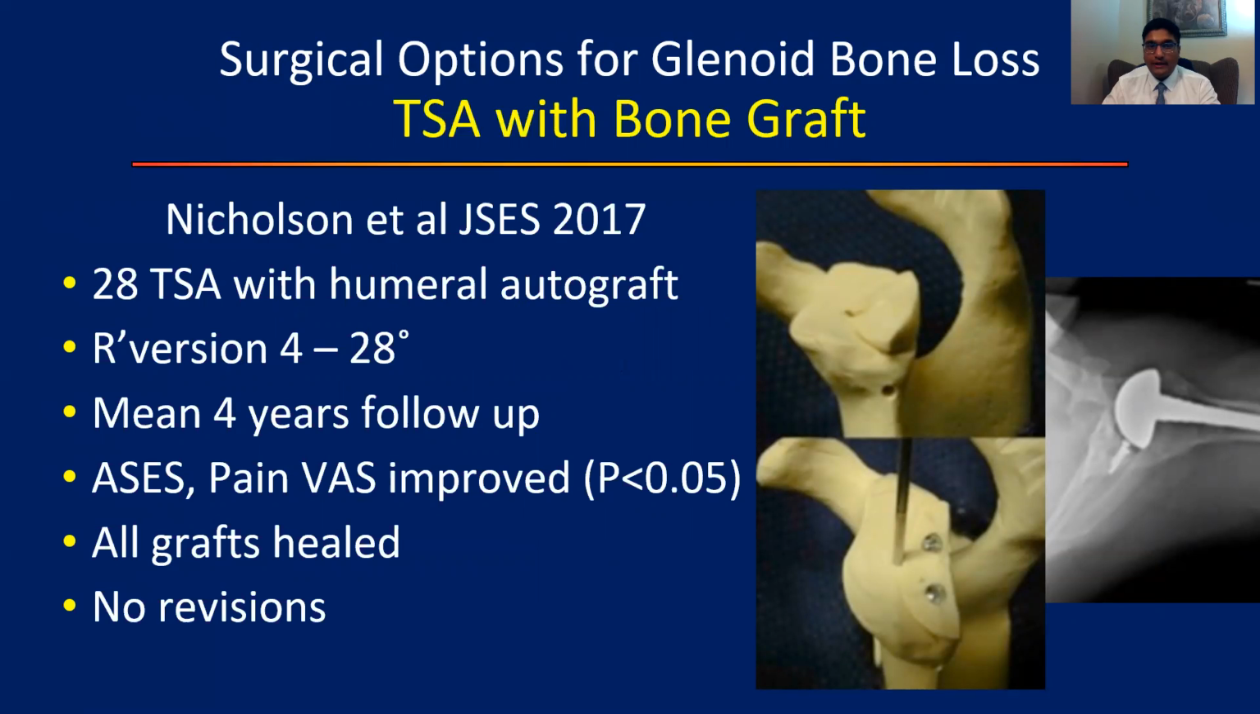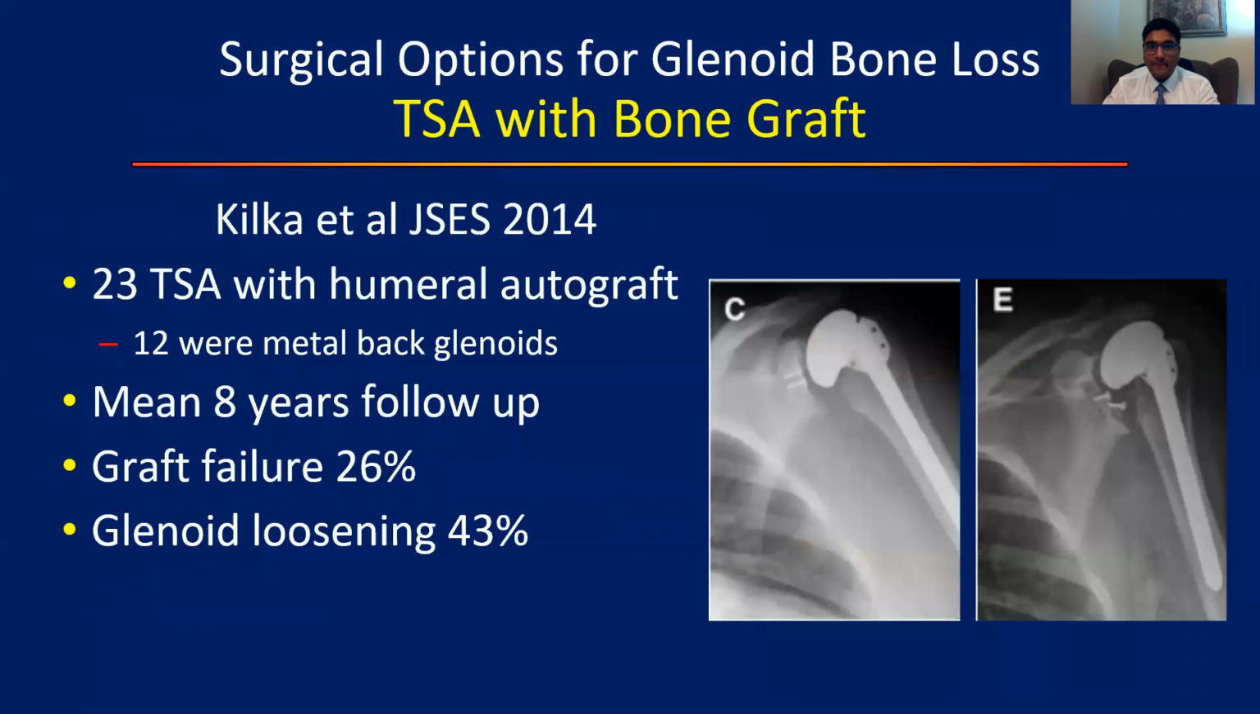Nicholson et al. studied 28 patients in which they used total shoulder arthroplasty with humeral autograft. Patients had a retroversion ranging from 4 degrees to 28 degrees. At a mean follow-up of four years, they found that functional improvement was there in all the patients. All the grafts were healed and there were no revisions, which are really encouraging results.